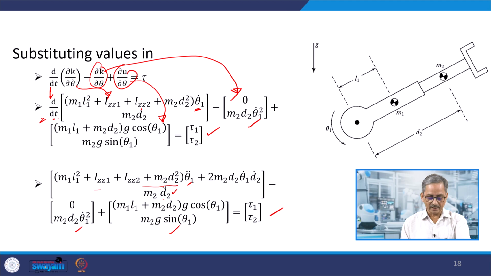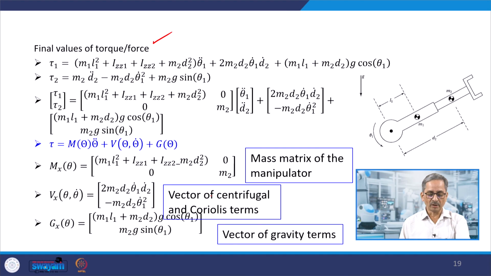So, the final value of the torque I can write with these values. Whatever I got from this equation, the first term and second term, I am now writing separately. Here I am putting the coefficients of theta 1 double dot, then the two generalized velocities' product, and a term associated with g. This is for the first joint, and similarly for the second joint, we have d2 double dot, theta 1 dot square, and a term with g.